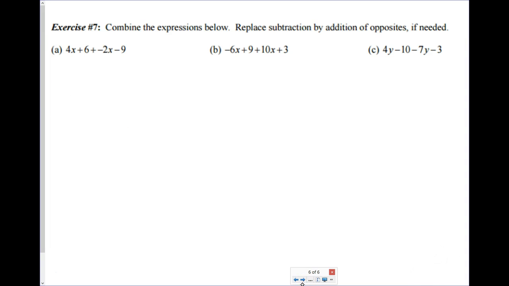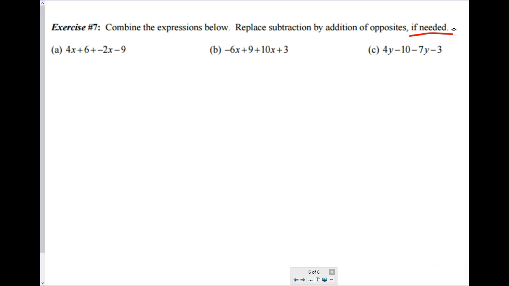Finally, let's try just combining expressions below. Replace subtraction by addition of opposites if needed. This "if needed" is saying, hey, if you need to put in addition signs to help you keep track of your negatives, then please do so. So I'm going to go ahead and do that in my work with you. If you want to not do it on your own work because you've really gotten a good hold of negative numbers, you don't have to. This is just there to help you. That's why it says if needed.